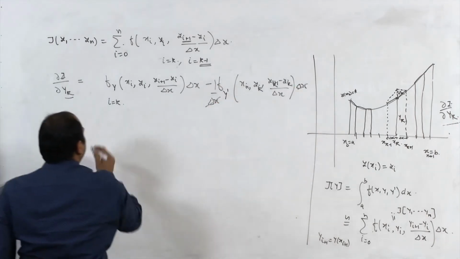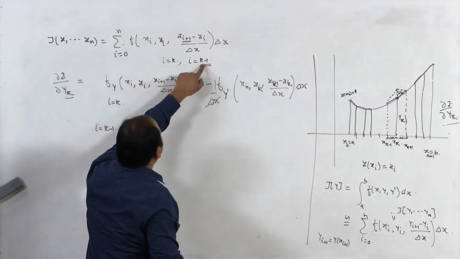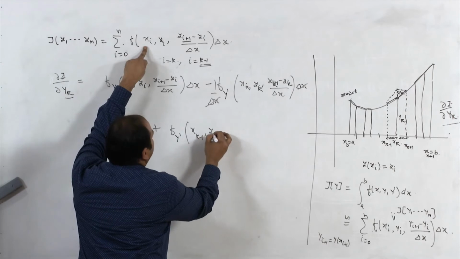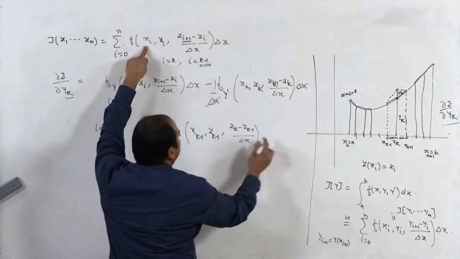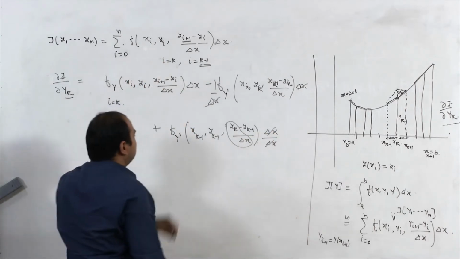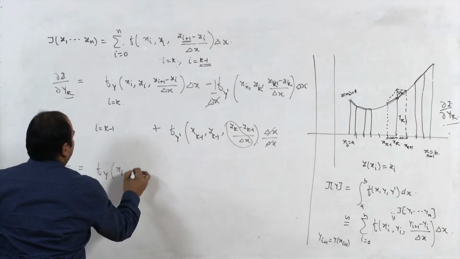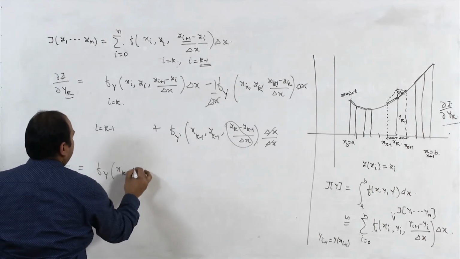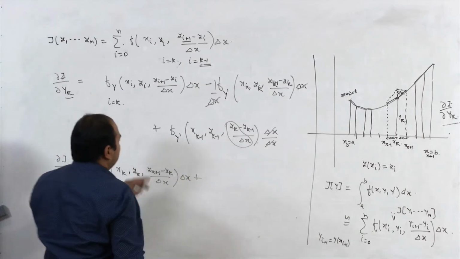So this delta x will be cancelled. Now consider the term corresponding to i equal to k minus 1, which gives plus f of y dash, and we have x_{k-1}, y_{k-1}, and (yk minus y_{k-1}) divided by delta x, and because of this term you will have one more 1 upon delta x coming into the picture. So we will cancel this, and we can say that the derivative of J with respect to yk is given by f of, sorry, here i equal to k, so I can write it here f of xk, yk, (y_{k+1} minus yk) upon delta x, plus, we write it in a different form.